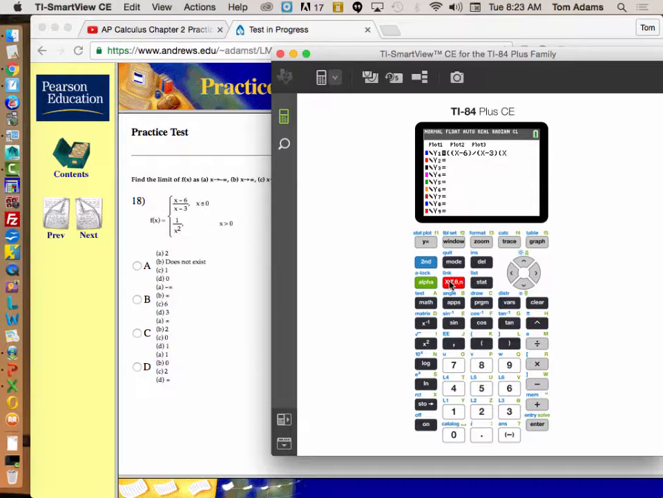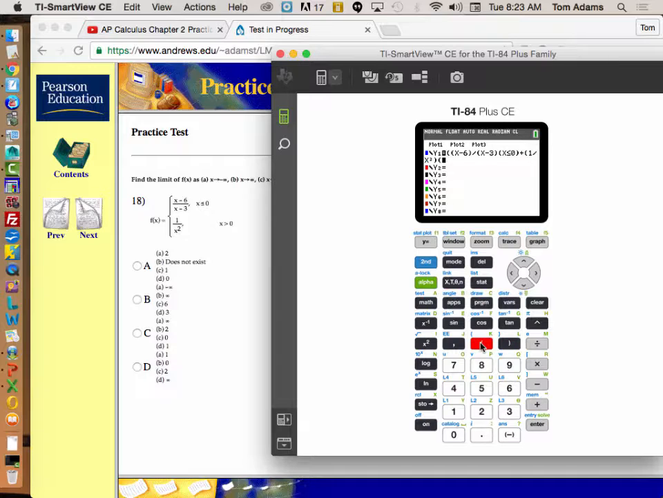I'm going to say x, and then I have to say second math, which pulls up the test, less than or equal to, which is option number 6, 0. All right? So that's the first part of the function. Plus, now I've got to plug in the second part of the function, which is going to be 1 divided by x squared. Put that in parentheses.